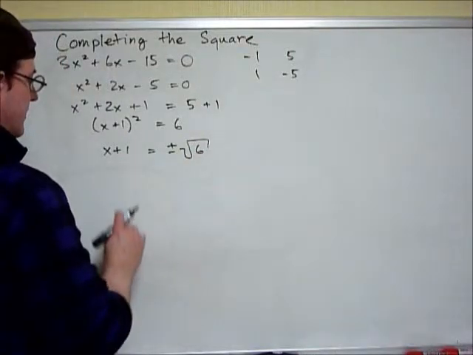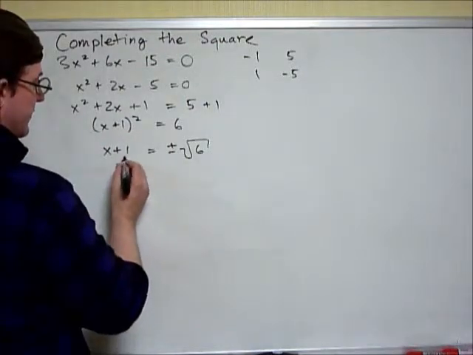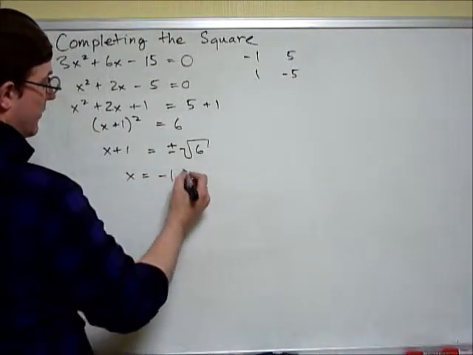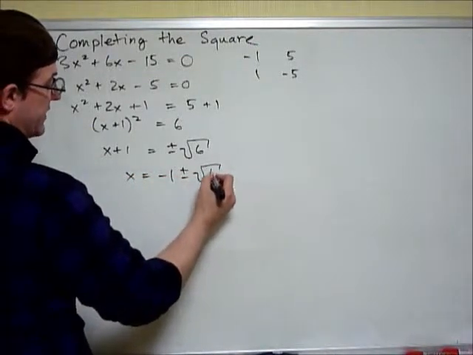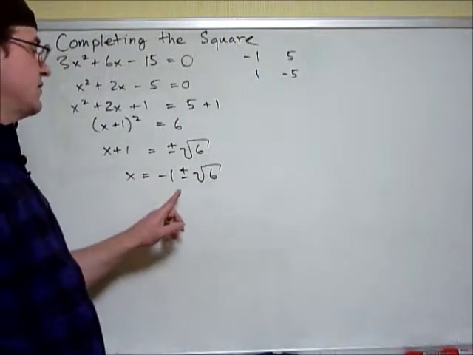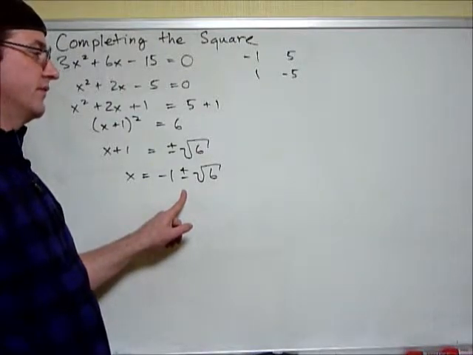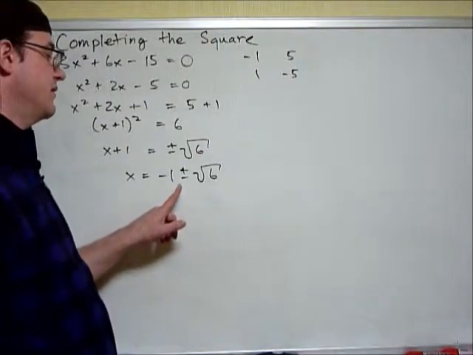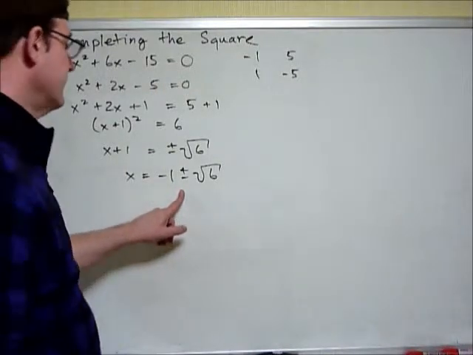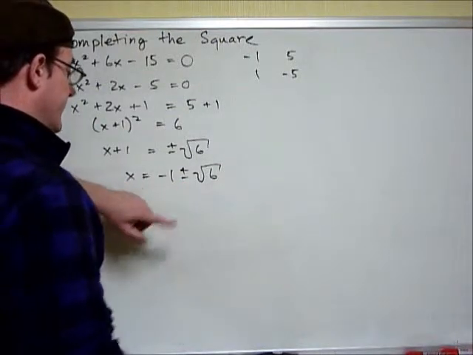And now I've got a 1 that I need to get rid of, because I want to find out what x is. So I subtract 1 from both sides, and I get x equals -1 plus or minus the square root of 6. And notice that I still have 2 answers, just like I did when I was factoring. And I'll show you, you're not always going to have those 2 answers, but in this case you do.